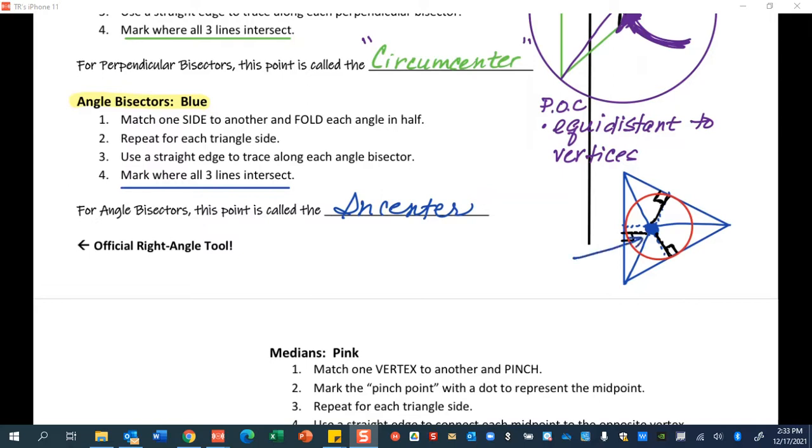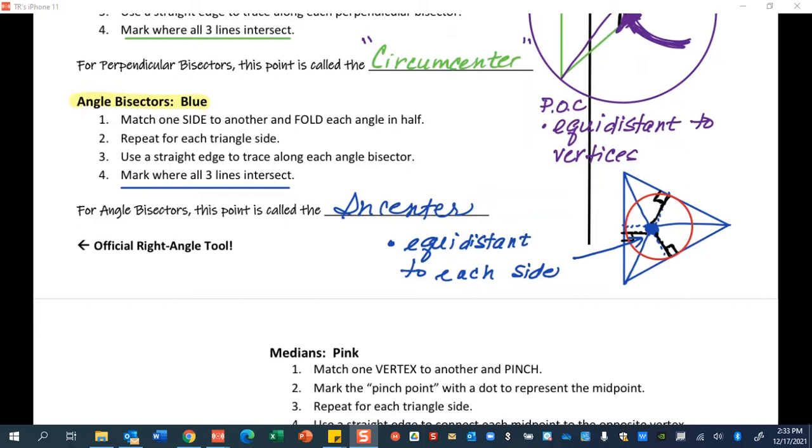This in-center is equidistant to each triangle side. That point of concurrency is found where all the angle bisectors intersect. And again, that's a holy cow wow moment. Geometry scholars were shocked. Does this happen for every triangle? Yes.